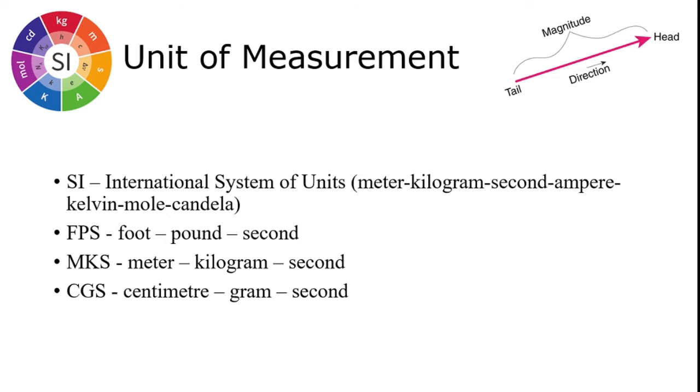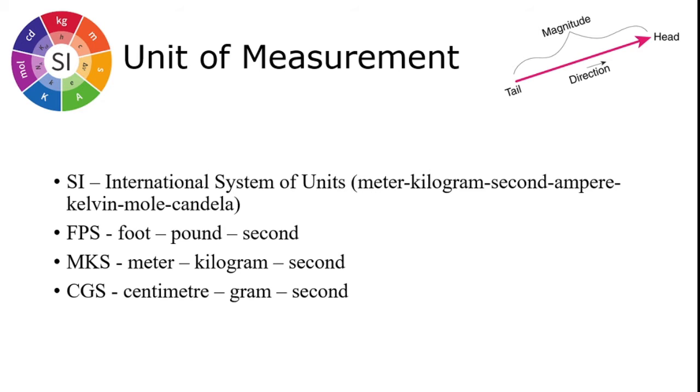Then, unit of measurement systems. Here in our textbook we can see on the front first page, SI units. What is SI units? SI means International System of Units. The textbook always follows meter, kilogram, second, ampere, kelvin, mole, candela. Likewise, this full book follows these units.